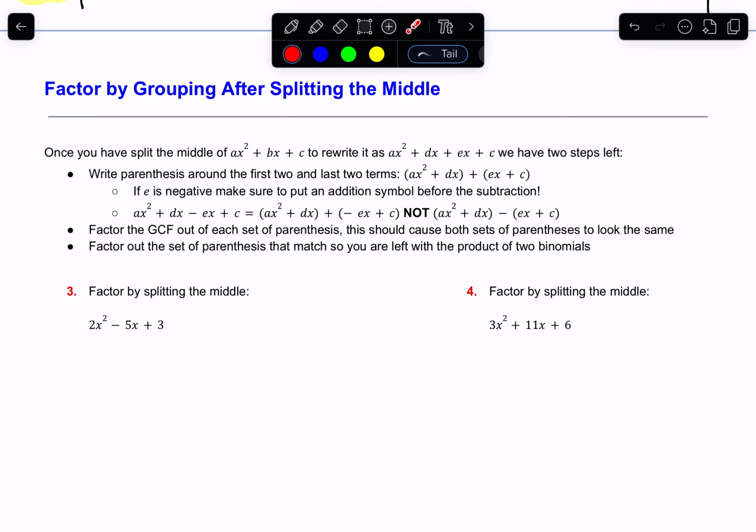If you don't know what I mean by that, go back to the previous lesson and recall that when there was a negative sign in the middle and we put parentheses, we need to add an extra addition symbol. So if it says ax squared plus dx minus ex plus c, we have to take that negative sign and keep it on the ex, which requires us to put this additional addition symbol in the middle. Then we're going to factor the GCF out of each set of parentheses, and then we'll factor the set of parentheses that match out to the front.